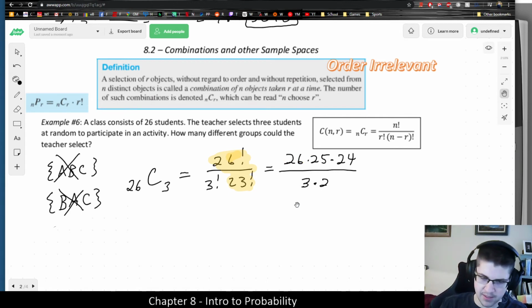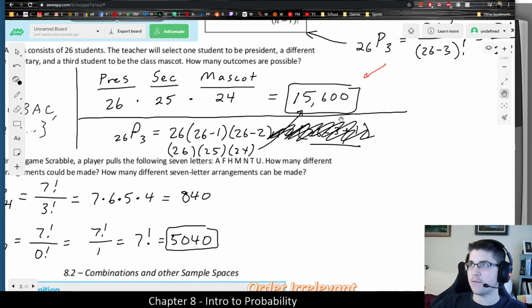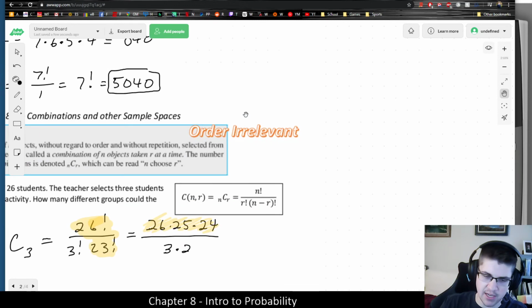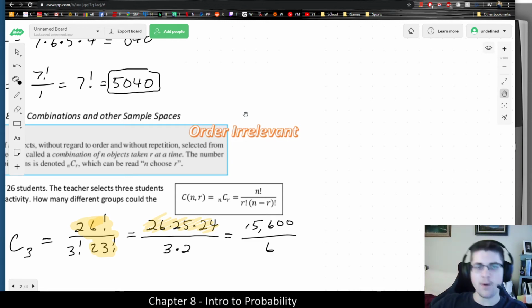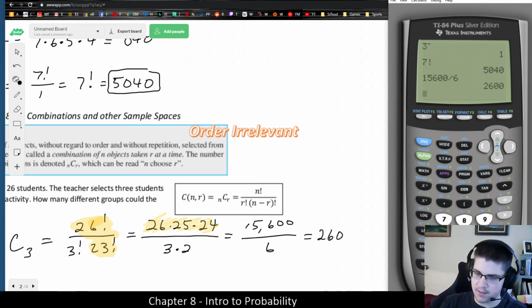Now I want my highlighter. Basically, I'm going to take NPR, which is the number I got before, 15,600 permutations of those objects. With this formula we're going to divide it by 6. Let's see what that gives me. 15,600 divided by 6 leaves me with 2,600 total options.